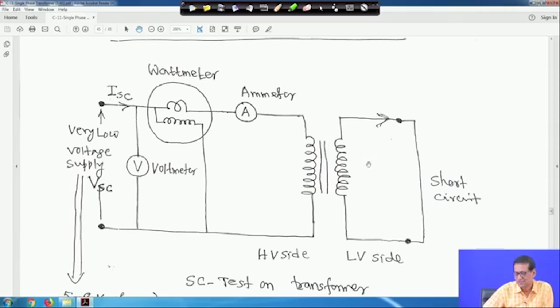So, to allow the full load current or rated current to flow through this short circuit on the low voltage side, it needs a very small voltage, maybe 5 to 8% of the rated voltage on the high voltage side. So it is written here, very low voltage supply, and this is VSC. This supply is given from an instrument called a variac, a variable AC supply. If you just move it carelessly, the fuse will blow, because it will draw a huge current. This is the short circuit current, the voltmeter is connected, the wattmeter is connected, and this is the ammeter, and the low voltage side is shorted.